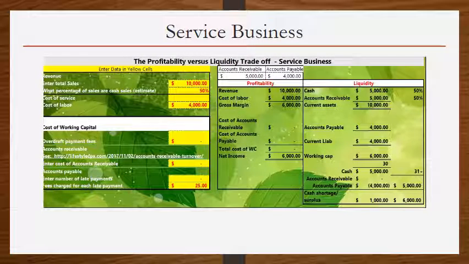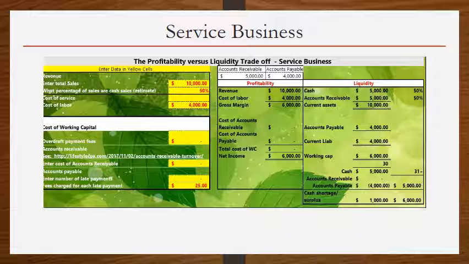Now, let us take a look at how this works for a service business. Well, in the service business, there is no inventory, but what's the biggest thing that needs to be managed? It's payroll, the cost of providing that service. So that's the big thing that a service business needs to make sure that they have every month.